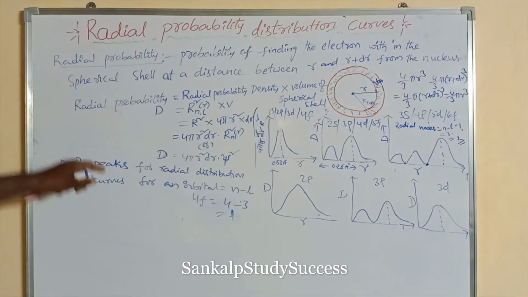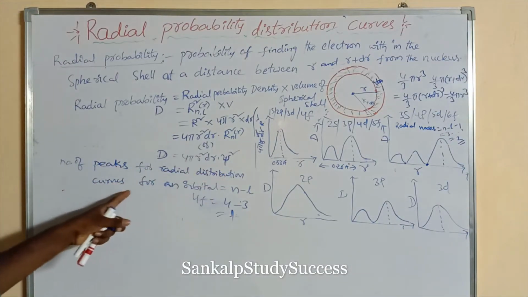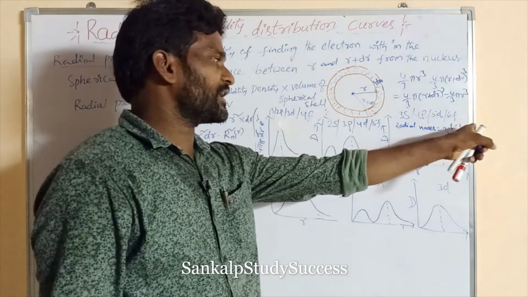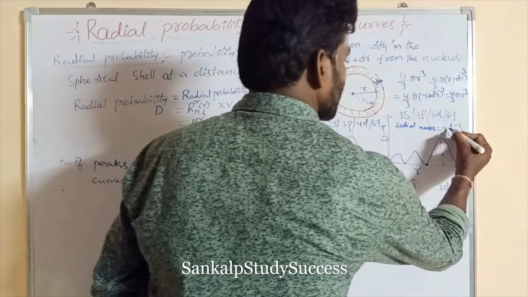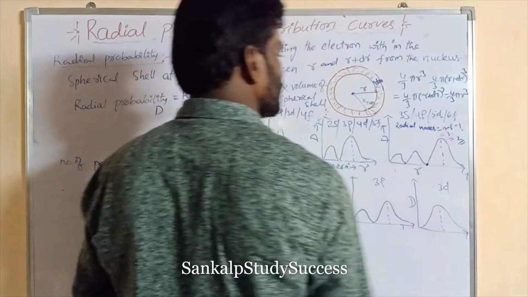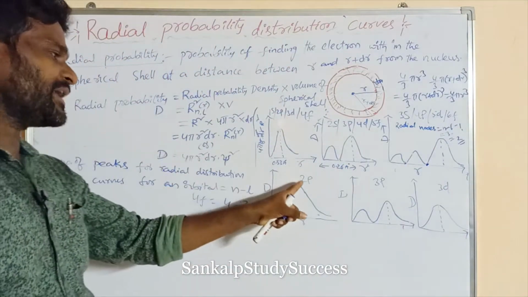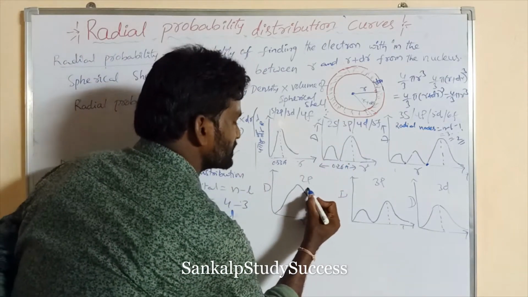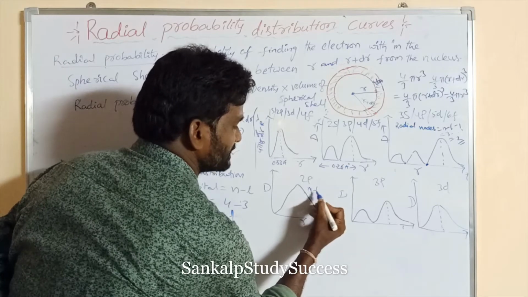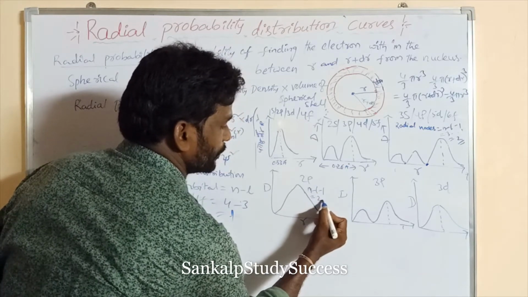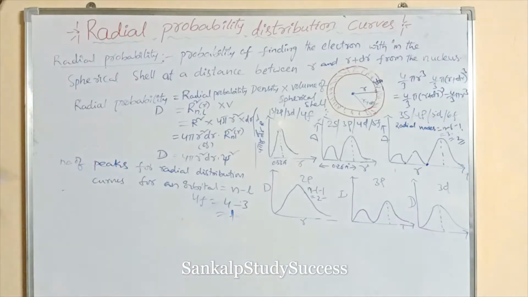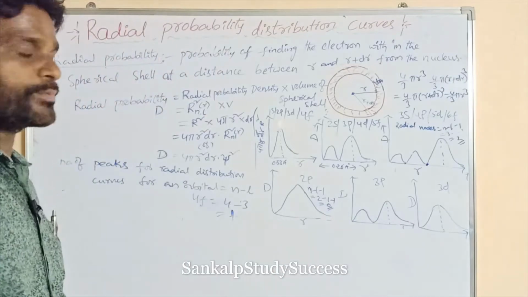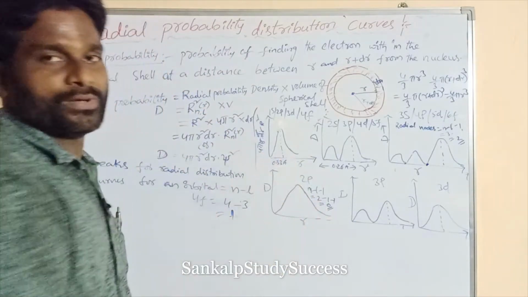So the number of peaks in the radial distribution curve for an orbital is equal to n minus l. Number of radial nodes is equal to n minus l minus 1. So for the 2p orbital, a node is not present. For the 2p orbital, what is the formula? Radial nodes is equal to n minus l minus 1. What is the n value? 2. What is the l value? The l value for a p orbital is 1. 2 minus 1 minus 1 is equal to 0. For the 2p orbital, the number of radial nodes is equal to 0.